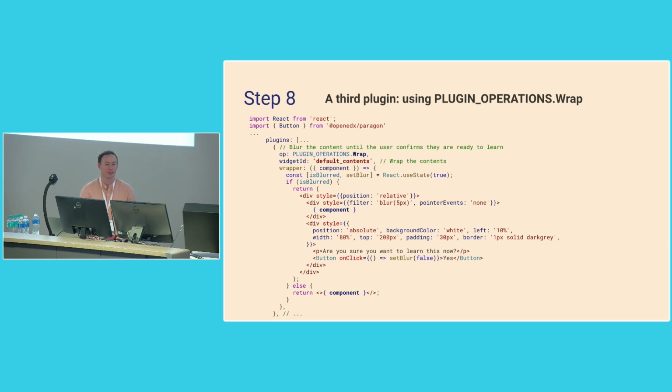Sure. I think there must only be one wrap operation also per plugin slot. Oh, good question. And no, you can wrap multiple times. You can wrap a wrapped component if you want to. Yeah, but we can only have one plugin that wraps the default content. No, so what happens is once you wrap the default contents, that becomes the new component that gets passed to the next one, and it can wrap. So it's functionally composed. Okay. Thank you.